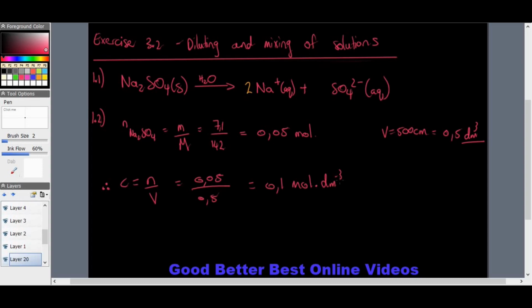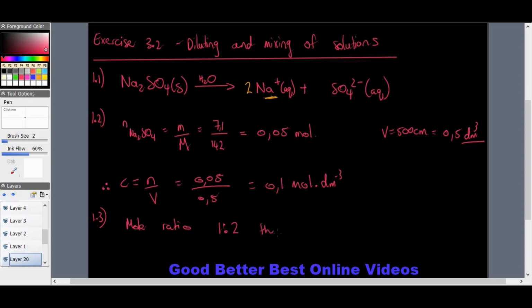1.3. They ask now, what is the concentration of sodium plus ions in the solution in 1.2? Now we use our mole ratio. So we come down to 1.3. The mole ratio is 1:2. Let me add here 1:2.